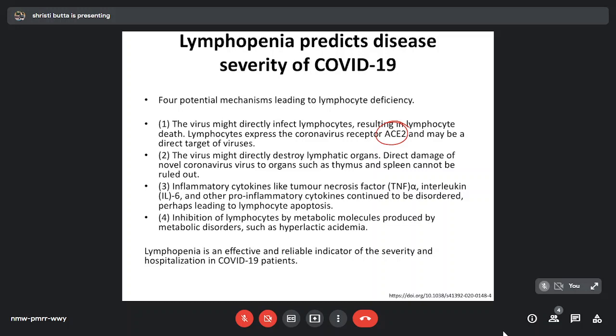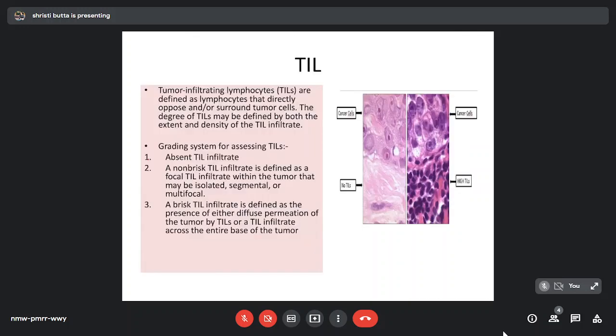The grading can be done, either it can be absent, or it can be a non-brisk response, or a brisk TIL infiltrate, which is defined as the presence of a diffuse permeation of the tumor by TILs, or tumor-infiltrating lymphocytes, across the entire base of the tumor. So here you have the tumor-infiltrating lymphocytes, and here you don't have any.